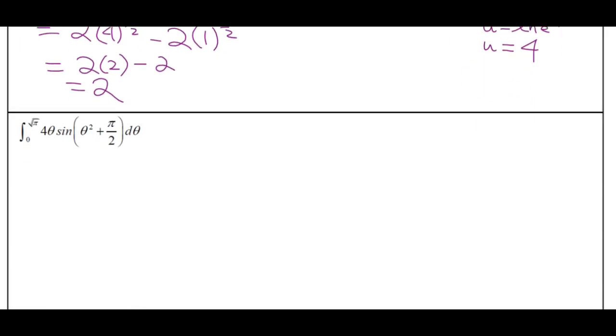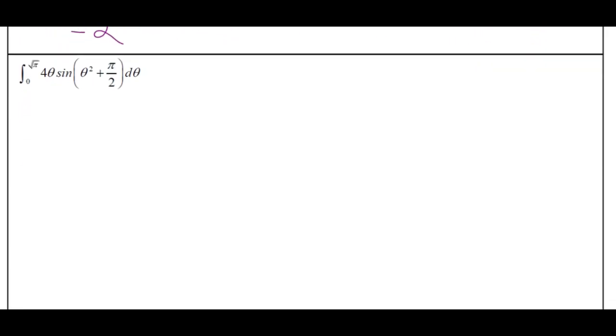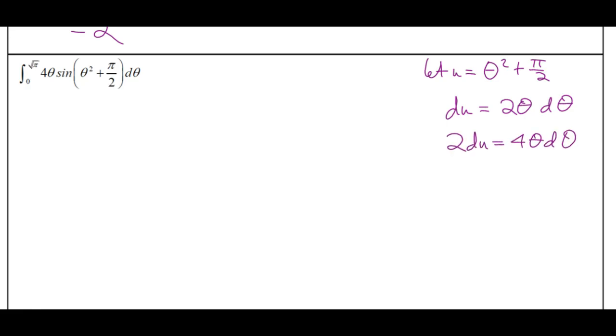All right, and then there's another one down here. What's u? Theta squared plus pi over 2. What's du? 2 theta d theta. Okay, I don't have a 2 theta d theta. What do I got? It's got a 4 theta d theta. How do I turn 2 theta d theta into 4 theta d theta? So 2 du is equal to 4 theta d theta.